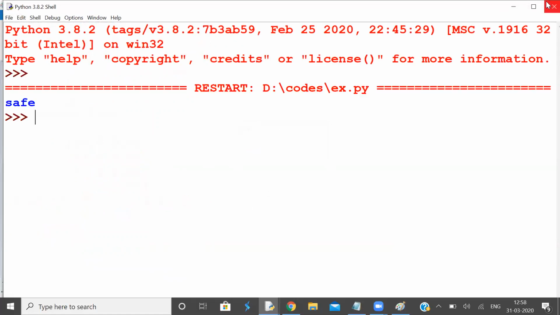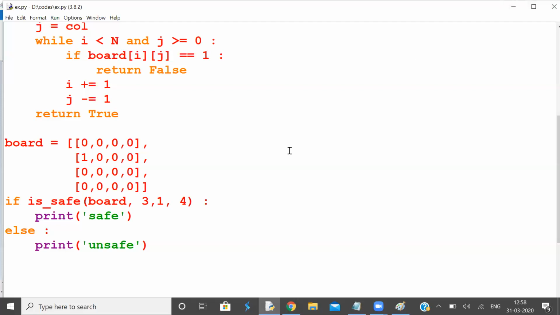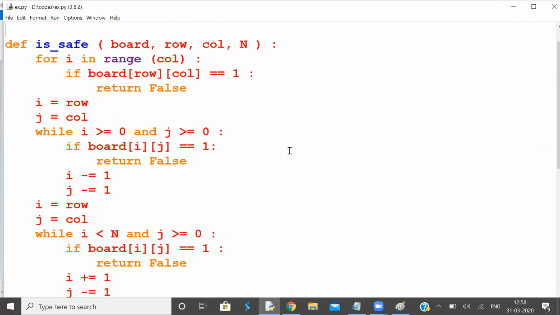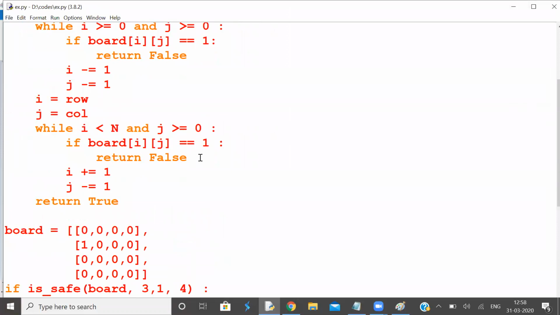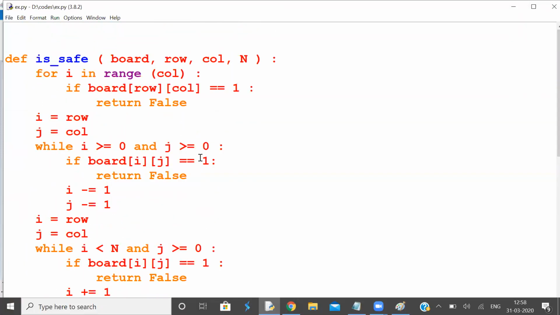Okay. So try this problem. Very interesting one. Three rules: row, and diagonal, upward diagonal and downward diagonal. Hope you understand it. Go through the entire program once again.